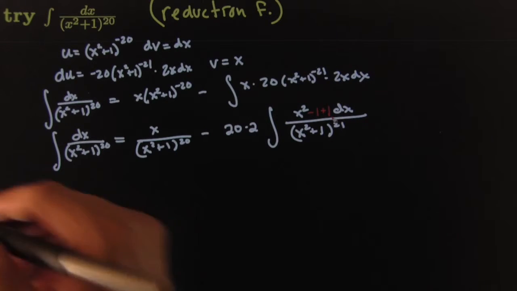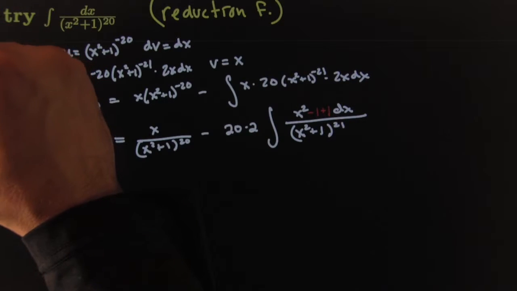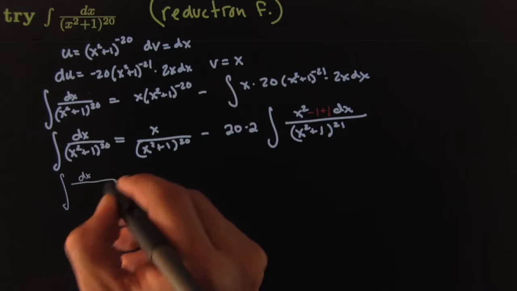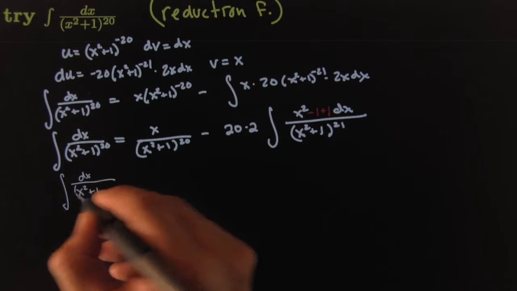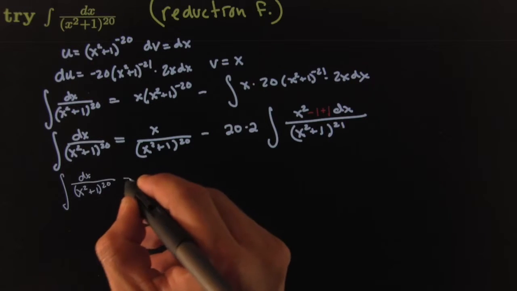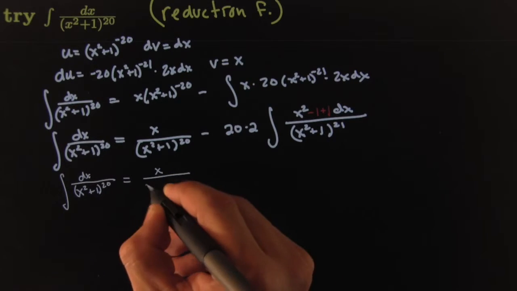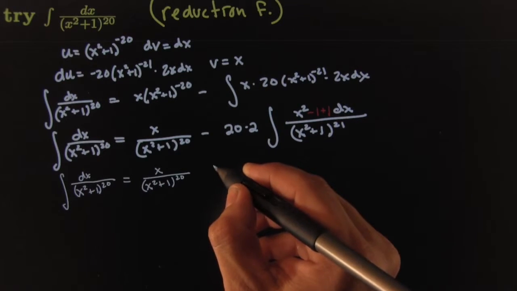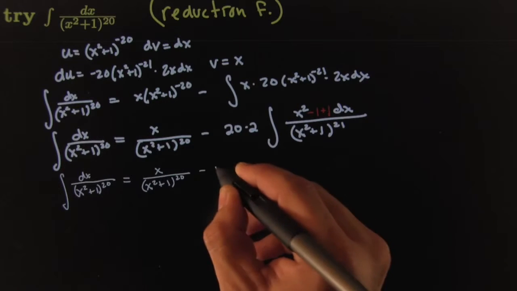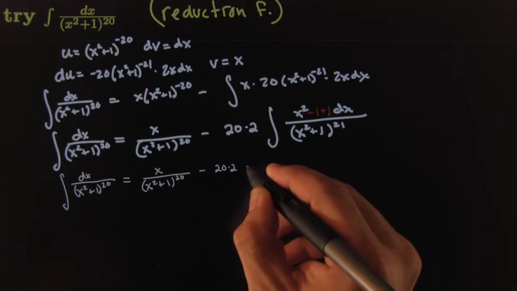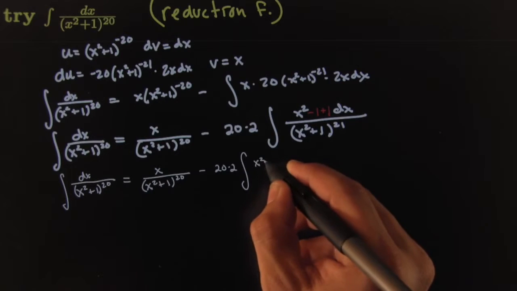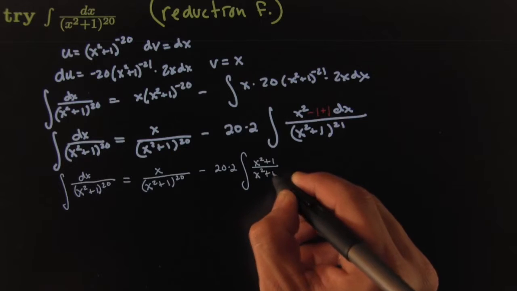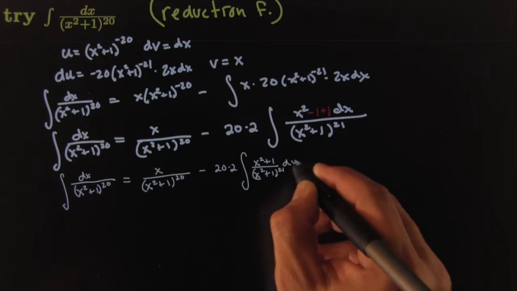That would make this one, let's go back to white here, so that would be the integral of dx over (x squared plus 1) to the 20th equal to x over (x squared plus 1) to the 20th, minus 20 times 2, integral of (x squared minus 1 plus 1) over (x squared plus 1) to the 21st dx.